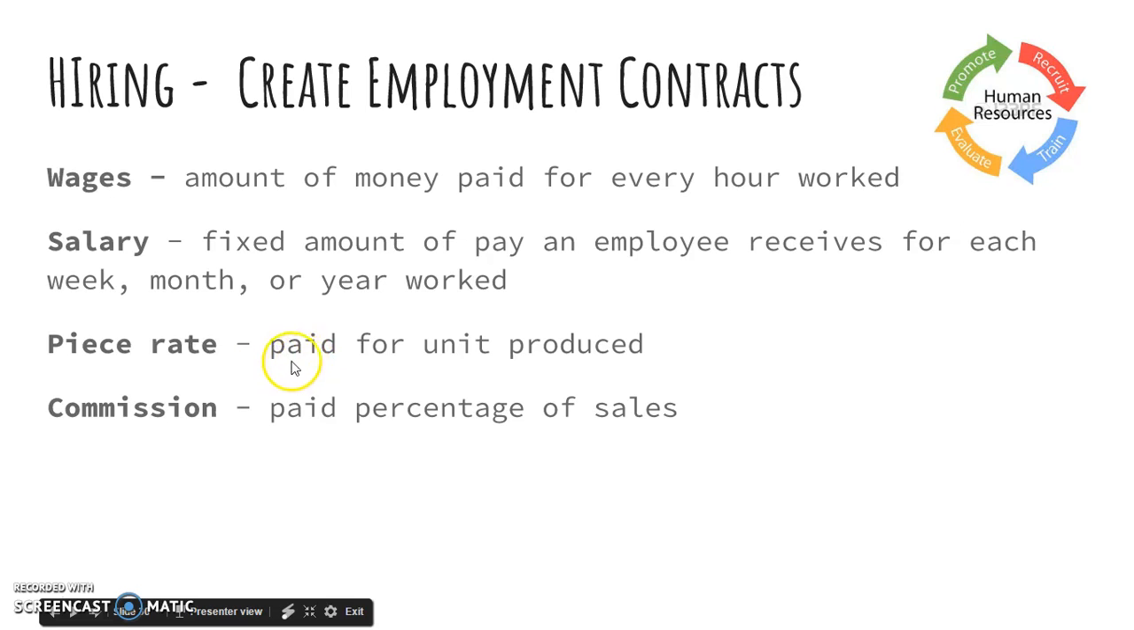There's a piece rate, which maybe if you're working in a manufacturing organization, you get paid per unit that you can produce. And if you're working in a sales environment, maybe it is commission-based, in which case you get paid a percentage on every sale that you generate. So all of these are different ways of compensating our employees for the work that they do.